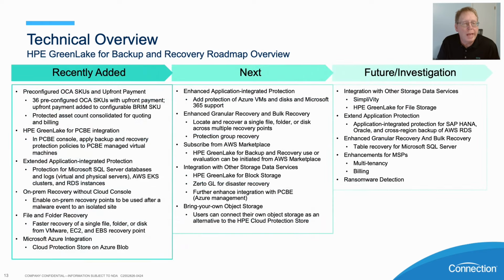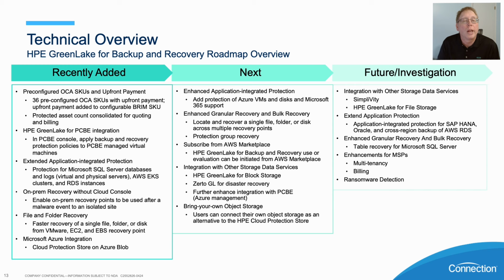And then just looking at an overview of what is happening currently and what we're going to be doing next within HPE GreenLake for backup and recovery. This is a roadmap, as you'll see over on the far left side. These are things that we have added within HPE GreenLake backup and recovery: on-prem recovery without Cloud Console, file and forward recovery, Microsoft Azure integration, so we can actually use Azure Blob. We are looking at enhanced application integrated protection, for example Azure VMs and disk, Microsoft 365 support, enhanced granular recovery and bulk recovery.